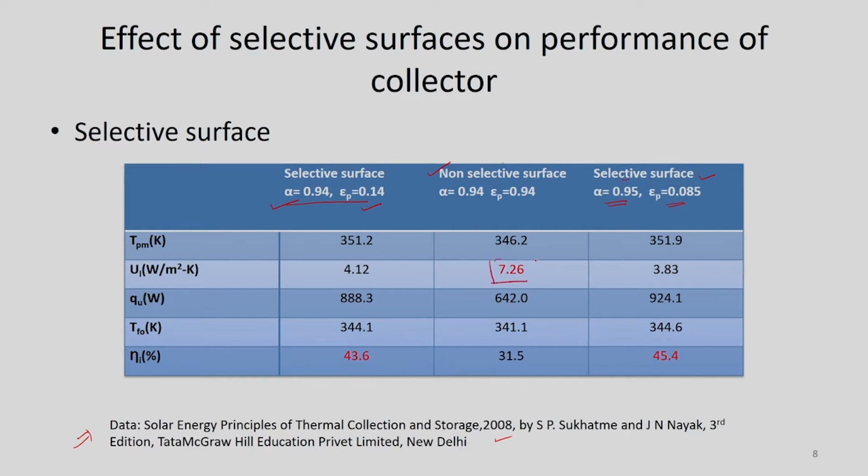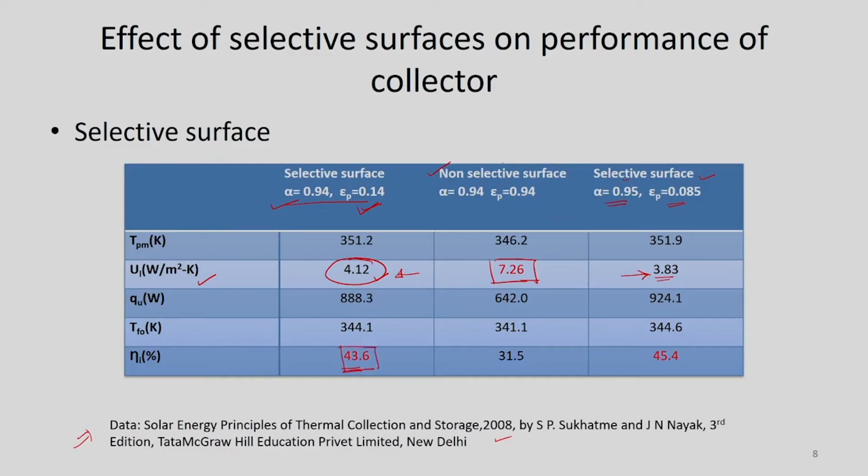This is the overall loss coefficient, which is about 7.26. But when we apply this selective surface, the overall loss coefficient we got is 4.12. It's a significant reduction of losses. And here again, if we increase the selectivity or the absorptivity, we can further reduce the losses to 3.83.